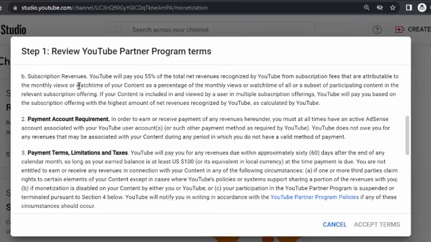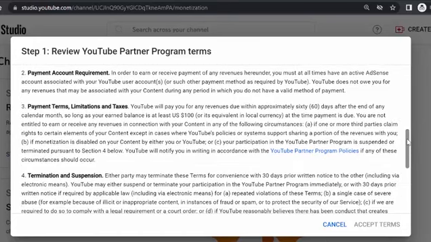B. Subscription revenues. YouTube will pay you 55% of the total net revenues recognized by YouTube from subscription fees that are attributable to the monthly views or watch time of your content as a percentage of the monthly views or watch time of all or a subset of participating content in the relevant subscription offering. If your content is included in and viewed by a user in multiple subscription offerings, YouTube will pay you based on the subscription offering, which is the highest amount of net revenues recognized by YouTube as calculated by YouTube. I'm going to look into this subscription thing, and I'll probably do a video about it.